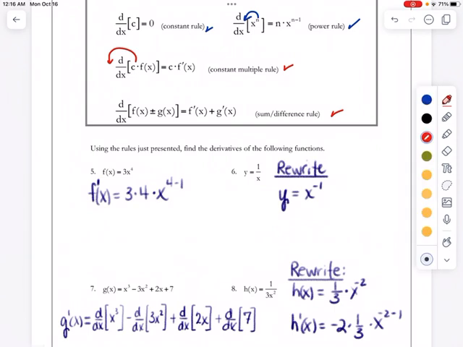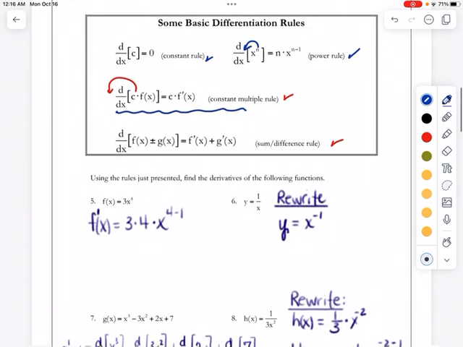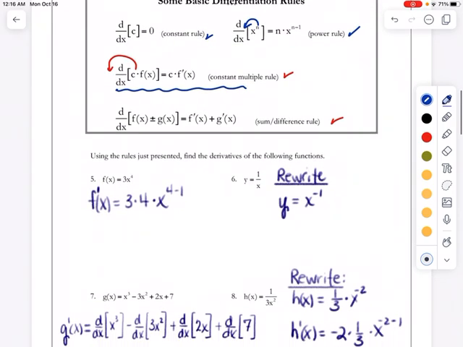One of the things we do is a lot of rewriting, but in this first one, we have a constant, and with the constant multiple rule, we can just leave that 3 right there and then go ahead and take the derivative by using the power rule. So you can see that here we get f prime of x is then equal to 12x to the third power. And there you have it.